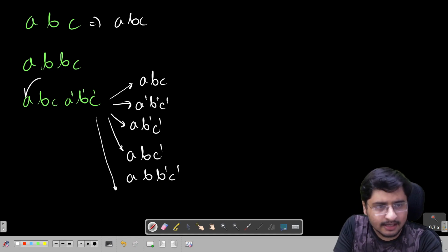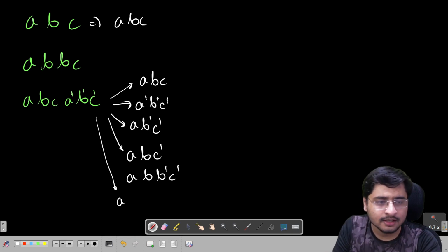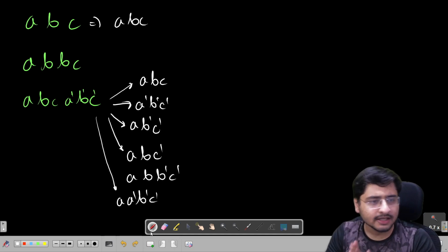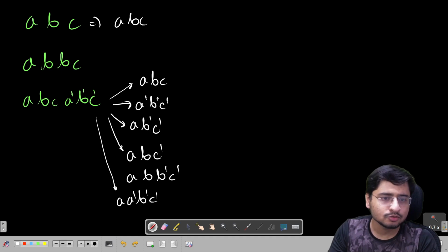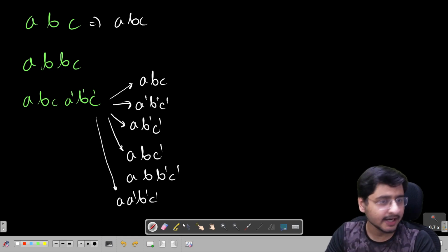So let's say A dash, B dash, C. This is also one of the things. So A dash, B dash, C dash. Of course, C dash is there. This is also one of the things. What else can we find out of this? Let's try to find out. So 1, 2, 3, 4, 5, 6. One more is there in this particular array, which is hiding in plain sight.